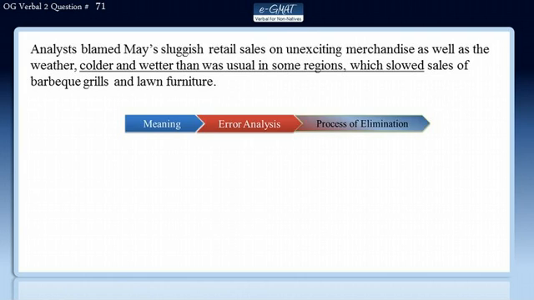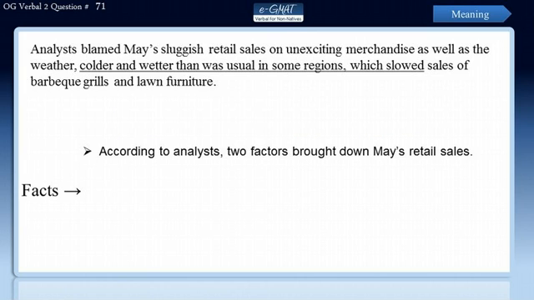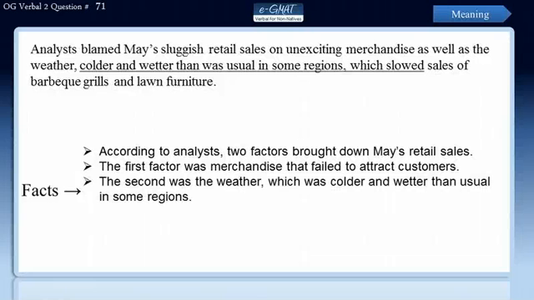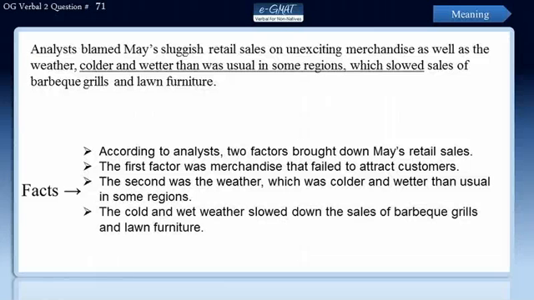This sentence presents a few facts. It says that according to analysts, two factors brought down May's retail sales. The first factor was merchandise that failed to attract customers. The second was the weather, which was colder and wetter than usual in some regions. The cold and wet weather slowed down the sales of barbecue grills and lawn furniture.